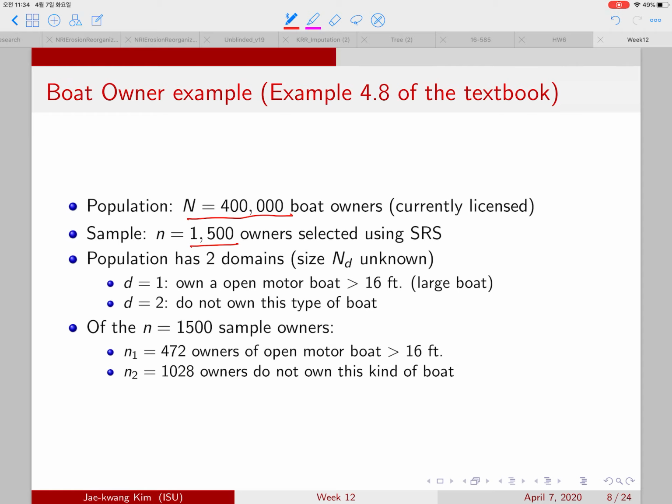And the population has two domains. The first domain is large boat, and the second domain is the others. It turns out that this information was not available from the list, so we just use simple random sampling to obtain their status, and found that n1, 472 sample owners, have a large boat, while 1,028 owners do not have this kind of boat.